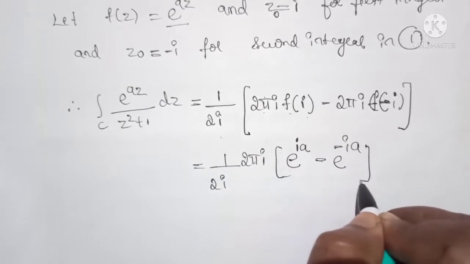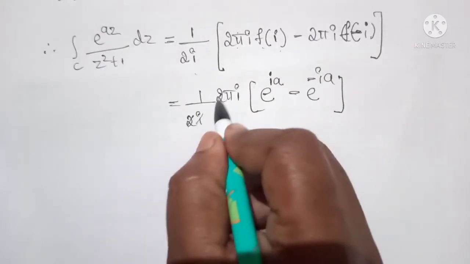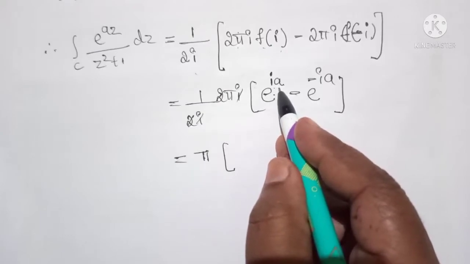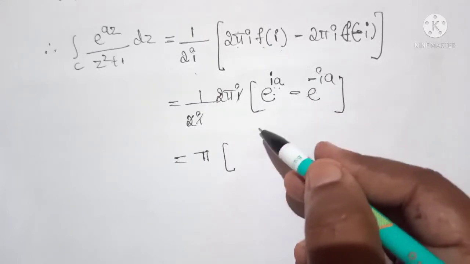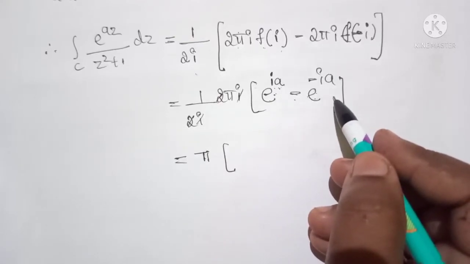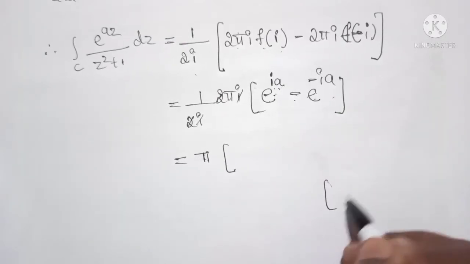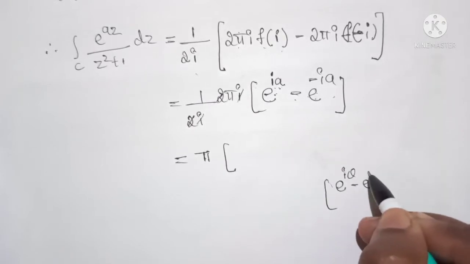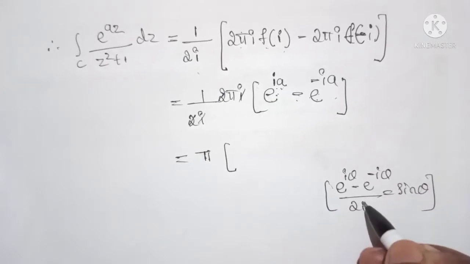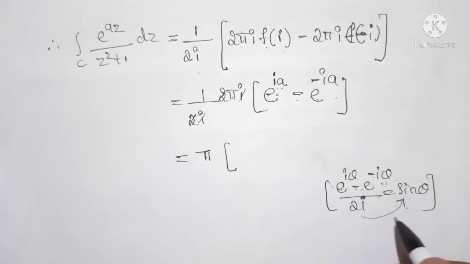Okay, so further simplifying, this 2i gets cancelled, we get pi, so e raised to plus i theta minus e raised to minus i theta equals 2i sine of theta, that is because e raised to i theta minus e raised to minus i theta divided by 2i equals sine theta. Sending this 2i to this side, we get e raised to i theta minus e raised to minus i theta is equal to 2i sine theta.